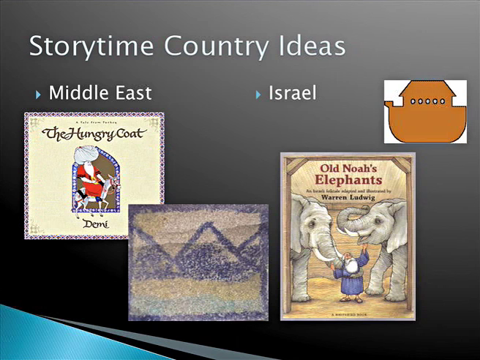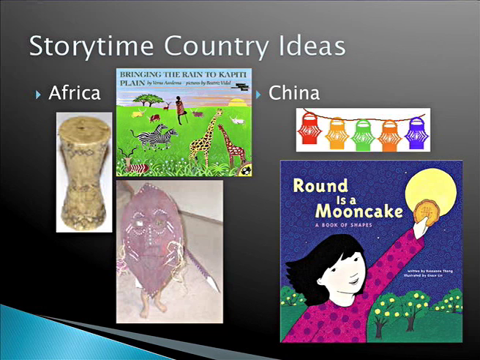For the Middle East, one of the easiest crafts you can do is get pieces of sandpaper. All you need is a piece of sandpaper and crayons, and you can draw these pyramid pictures, and the sandpaper makes it look like they're out in the desert. It's really cool, and it's very affordable.